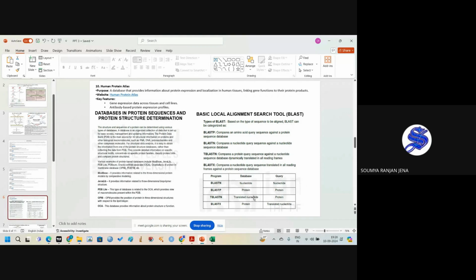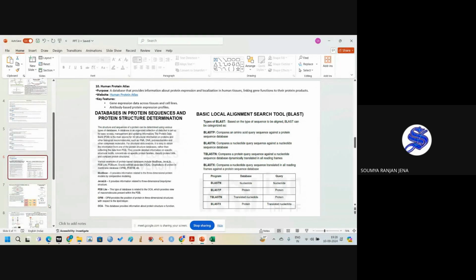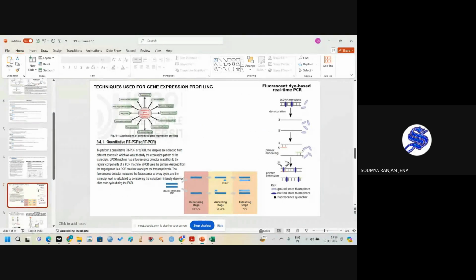And here is BLASTX. Here the database is only for protein, and your input is nucleotide, and if you input the nucleotide, it will give rise to what kind of protein that is. Then we have discussed different techniques for gene expression profiling.